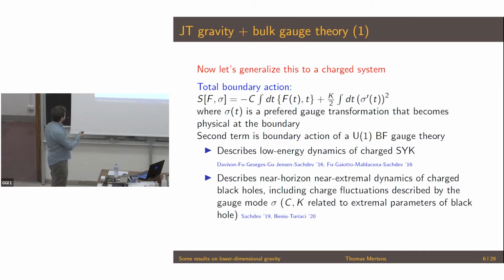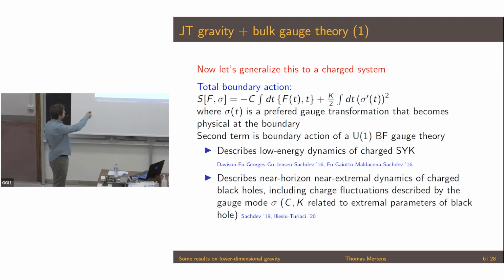Now, why do we write this specific model? Well, you can get an action of this type from several perspectives. First of all, it describes the low energy dynamics of a charged SYK model. So it's governed by essentially the sum of these two actions indeed. And then secondly, it also describes the near horizon, near extremal dynamics of a charged black hole in higher dimensions, but in this case, including the charge fluctuations, which are then described by this gauge mode sigma next to f of t, which is governing the metric fluctuations. And in that case, if you come from this higher dimensional perspective, these coupling coefficients of the Schwarzschild model, big C, and the one for this gauge piece, big K, they would be related to the extremal parameters of the higher dimensional black hole. But that is not the perspective that I want to pursue here.